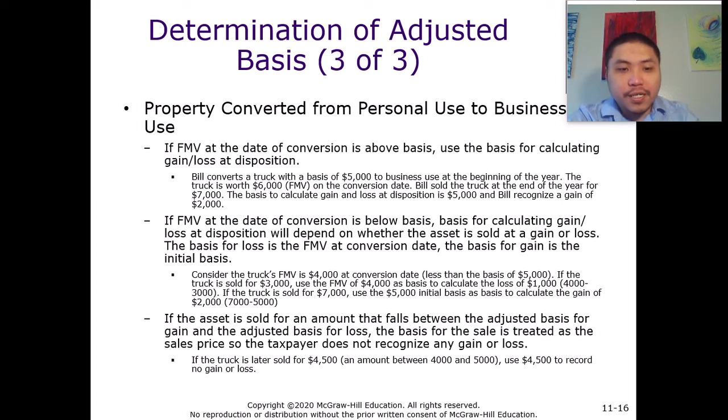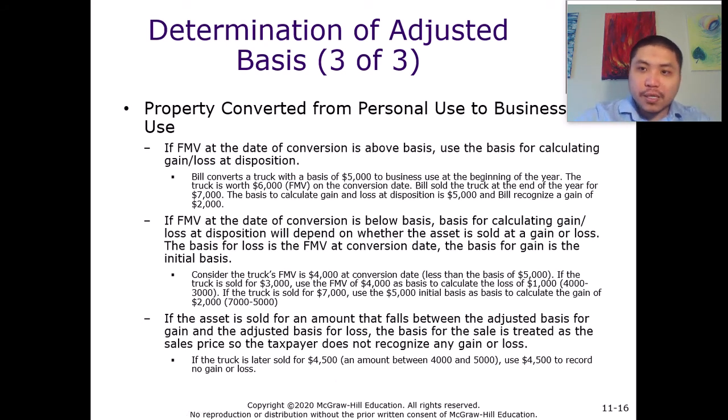So it says in here, if the asset is sold for an amount that falls between the adjusted basis for gain and the adjusted basis for loss, then the basis for the sale is going to be treated as the sales price, so the taxpayer does not recognize the gain or loss. The example here is if the truck is sold for $4,500, an amount between $4,000 and $5,000, then Bill should use $4,500 as the basis, and then he's going to record no gain or loss.